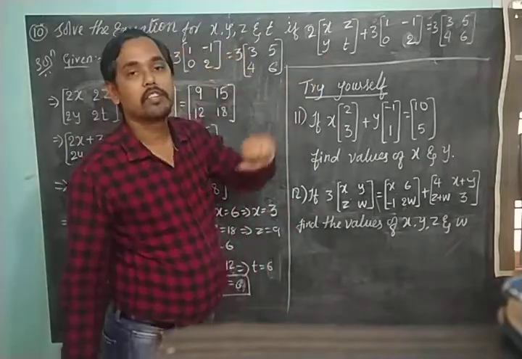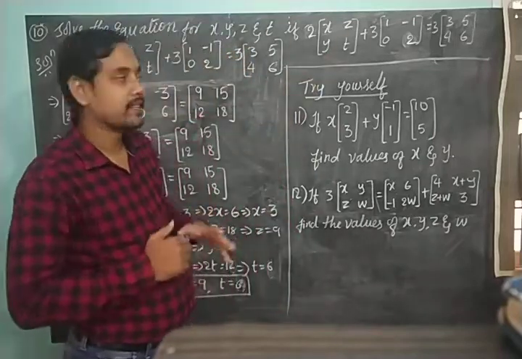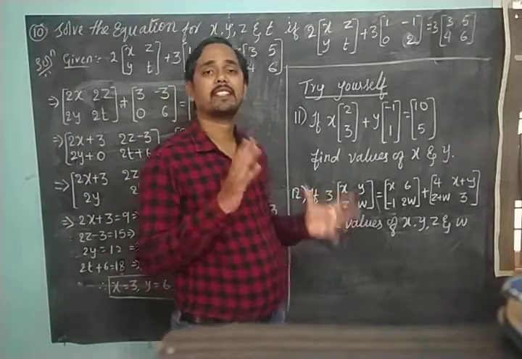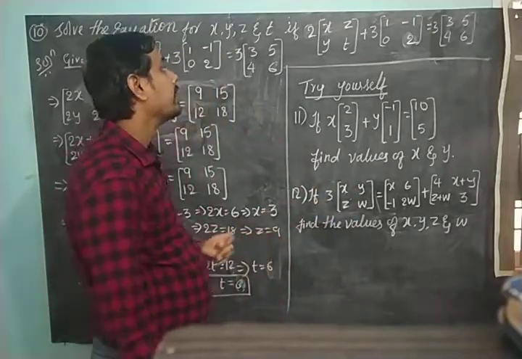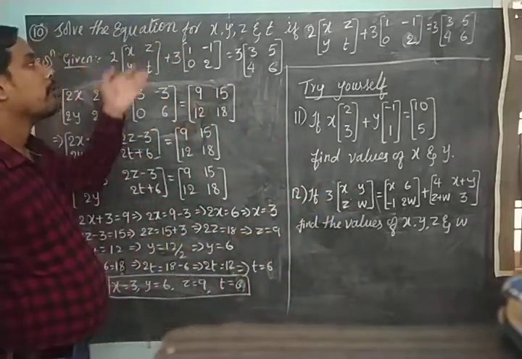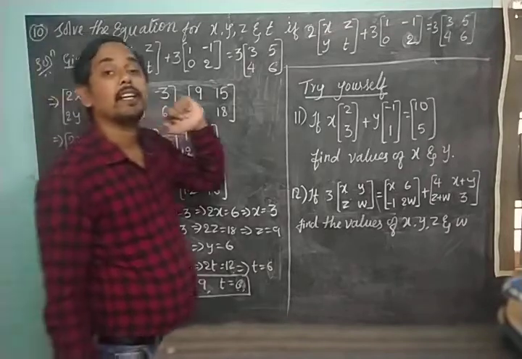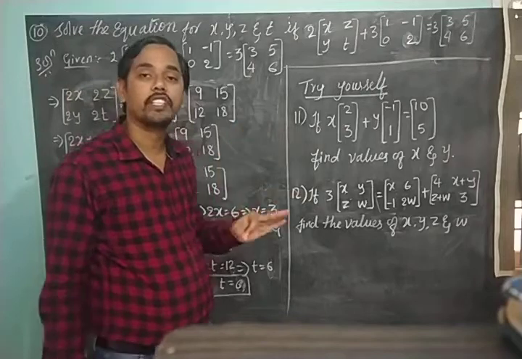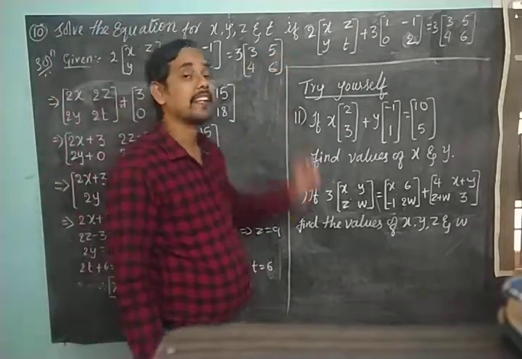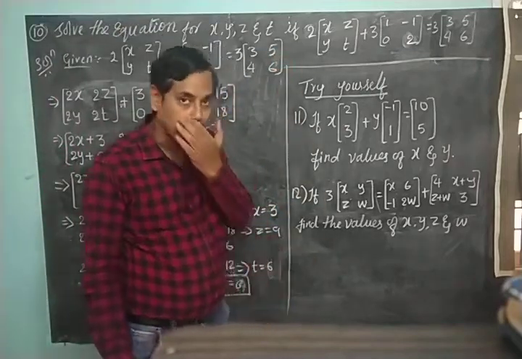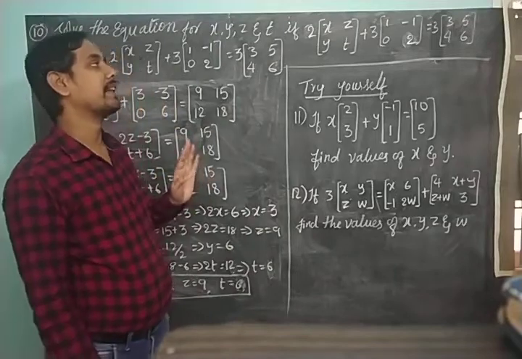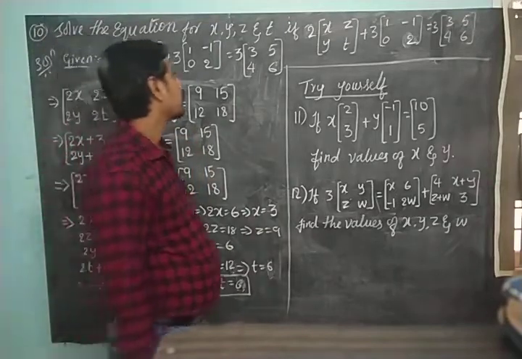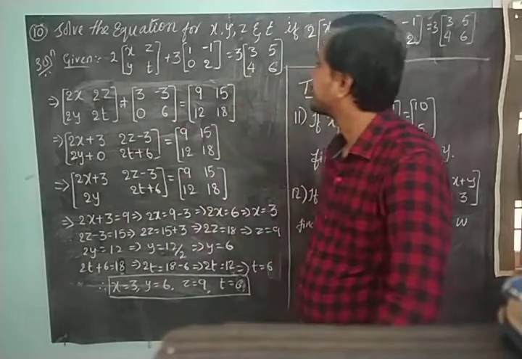So some equation in the form of matrices is given, with 2 cross 2 matrices arranged in some form. We need to find the value of x, y, z as well as t. Here what are x, y, z and t? They are unknowns, or elements inside the matrices. We need to find them. Okay. So how to solve this?